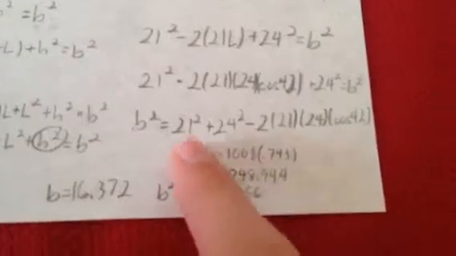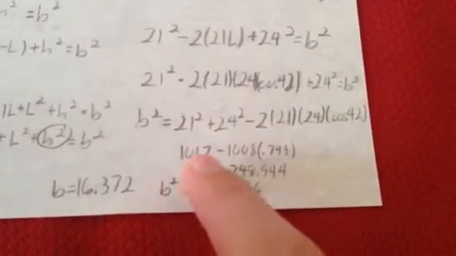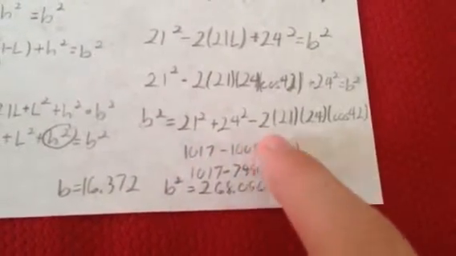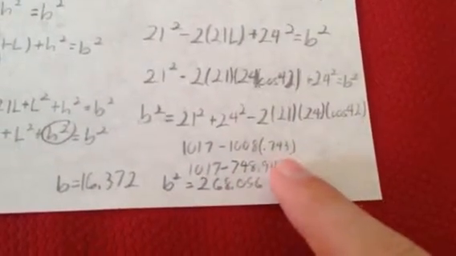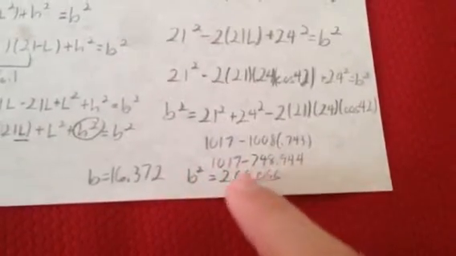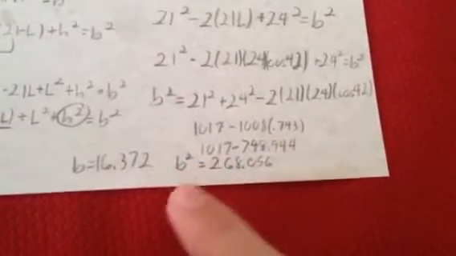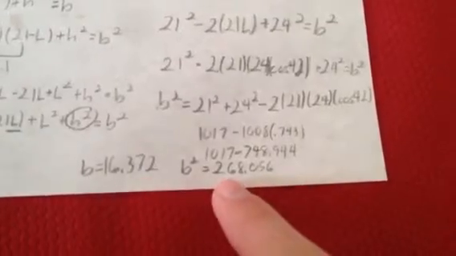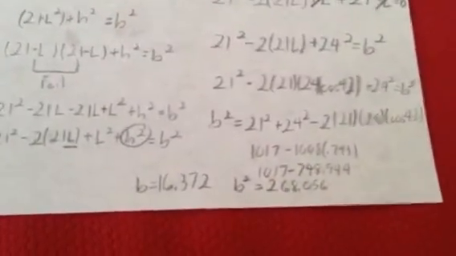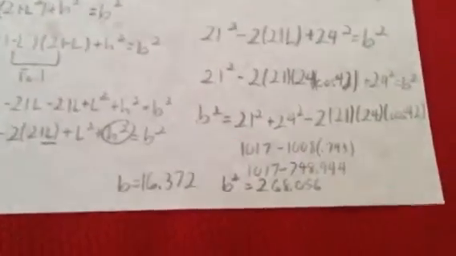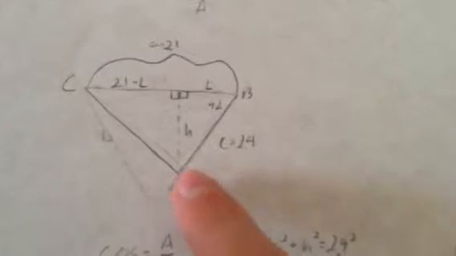And from there we just simplify. So we end up simplifying these two, get 1017, multiply all those together, 1008, and then we do the cosine of 42, which is 0.743. And again, we simplify them, multiplying them together, subtracting, and then we find the root of 268.056, and that's how we get B equals 16.372.